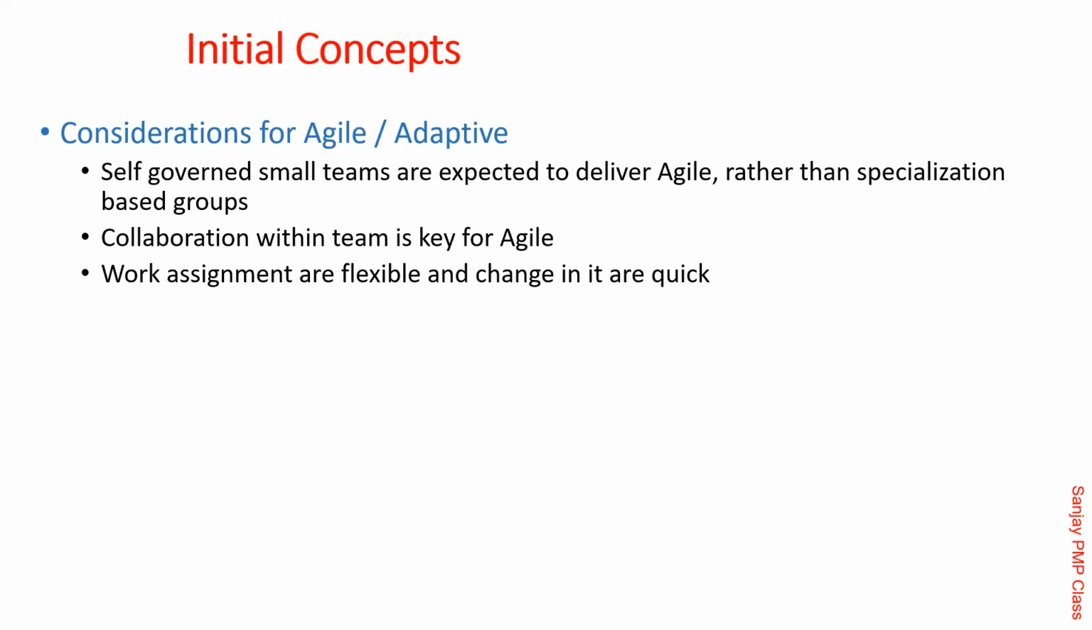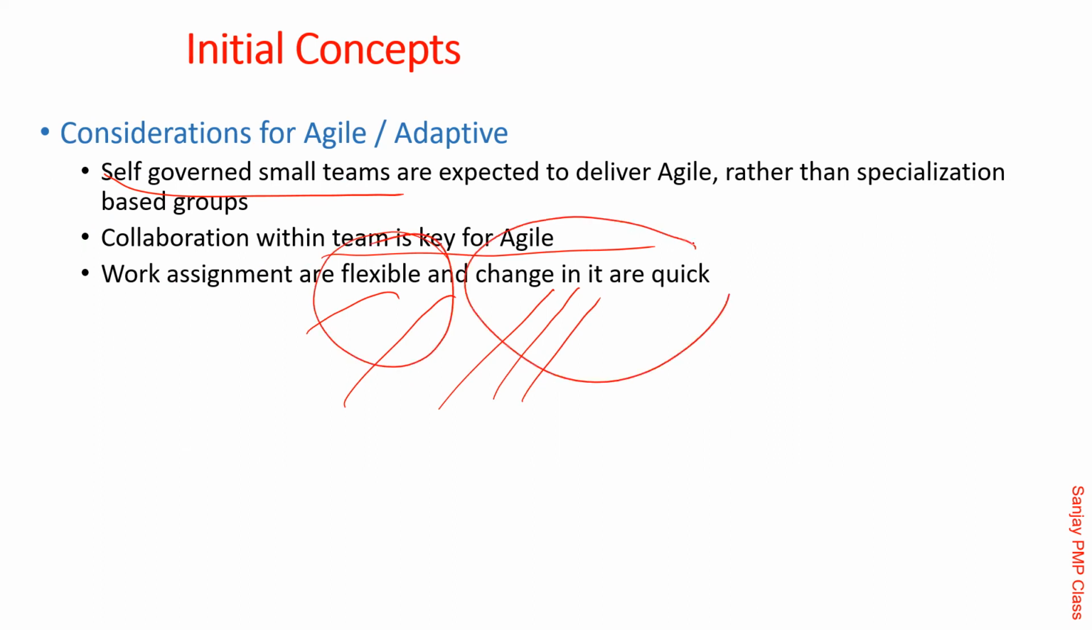In case of Agile, as I told you, a self-governed or self-organizing team is there. Collaboration is the key, work assignments are flexible, and changes are quick. If a team member asks what he should be doing this afternoon, you'll tell him, or rather he himself will say what he is going to do. But if the same person is asked what he is doing next week, he'll say, no, that clarity I don't have. It's flexible and changes are quick.